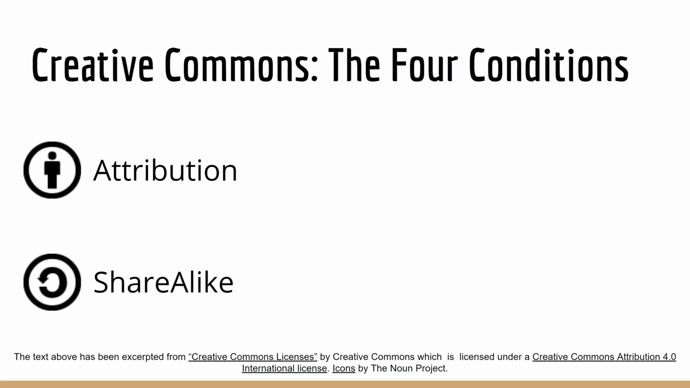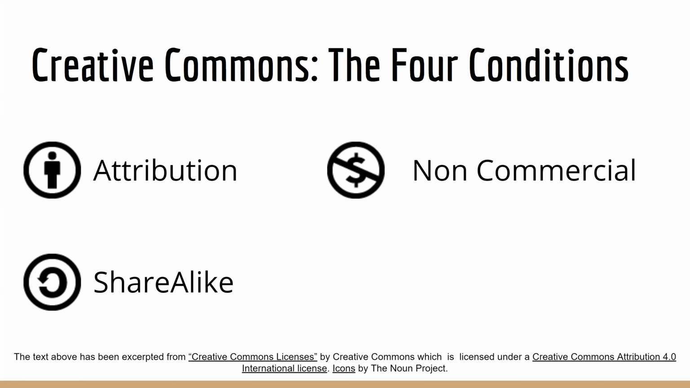The second condition is the share alike condition. This condition allows you to give permission to others to copy, distribute, display, perform, and modify your work, as long as they distribute any modified work on the same terms. If they want to distribute modified works under other terms, they must get your permission first.